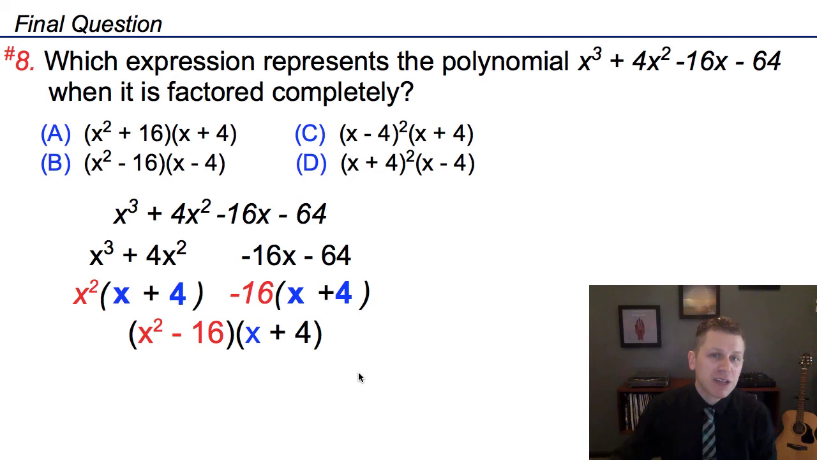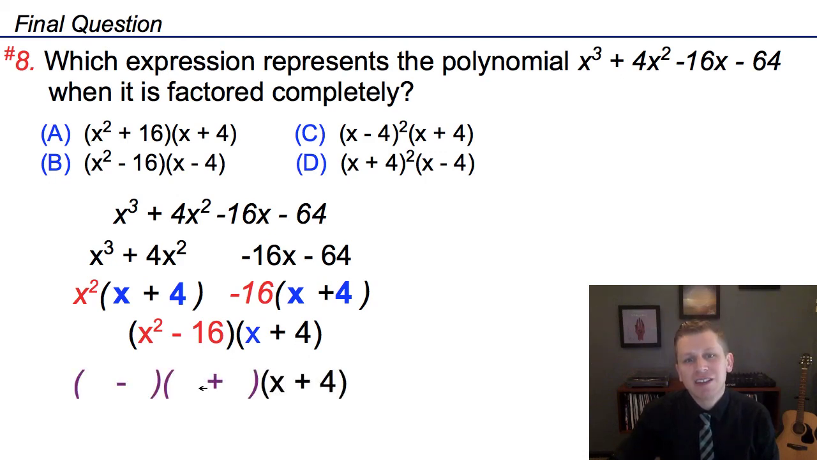Remember, it says factor completely, and I've only factored once so far. All of those steps were just grouping, and I have to factor again. I have to decide what type of factoring exists. Well, this piece here is going to be the difference of two perfect squares. The square root of x squared is x. The square root of 16 is going to be 4.